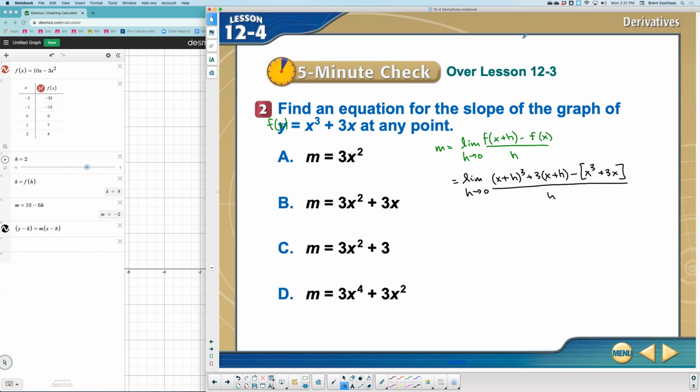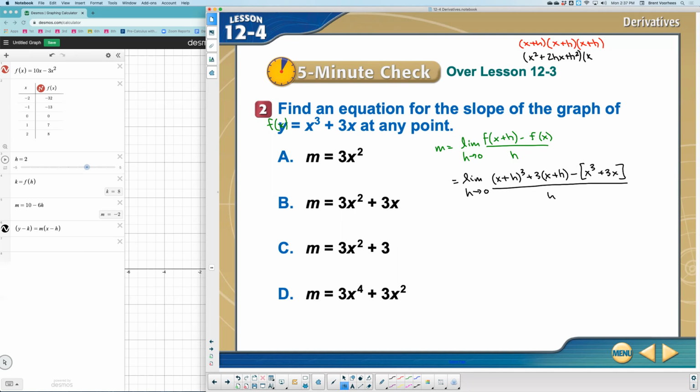It'll be x plus h cubed, which is x plus h times x plus h times another x plus h. And so when I multiply these out, I will first FOIL the front end. We've done that on the previous problem. We had x squared plus 2hx plus h squared.